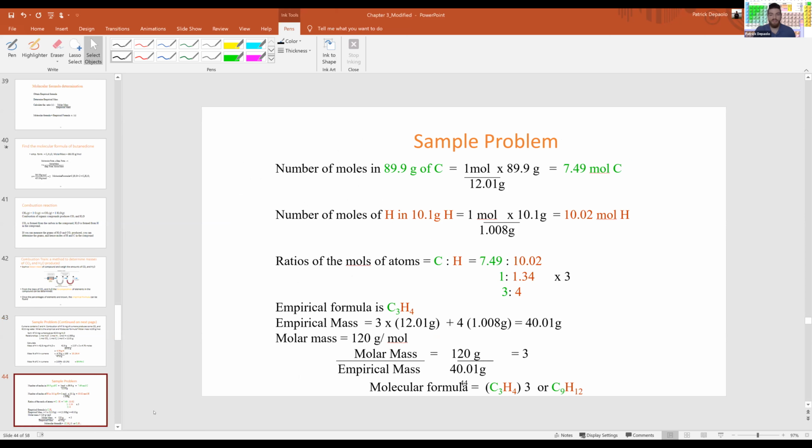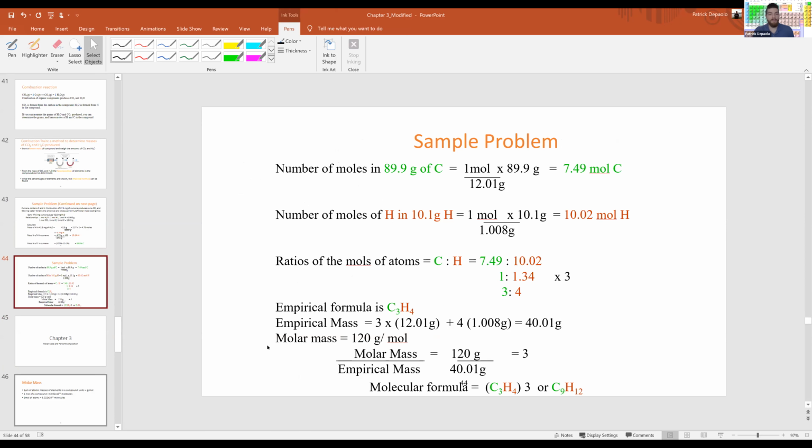Okay, next, we know that the empirical formula is C3H4, and we can figure out the molar mass of that by doing 12 times 3 plus 4 times 1, which is 40.01.